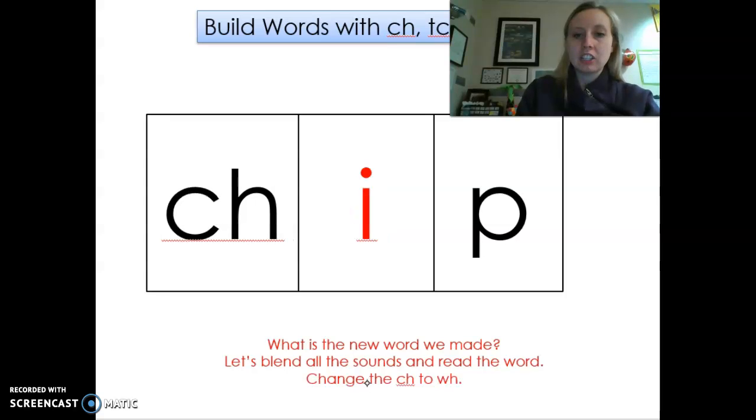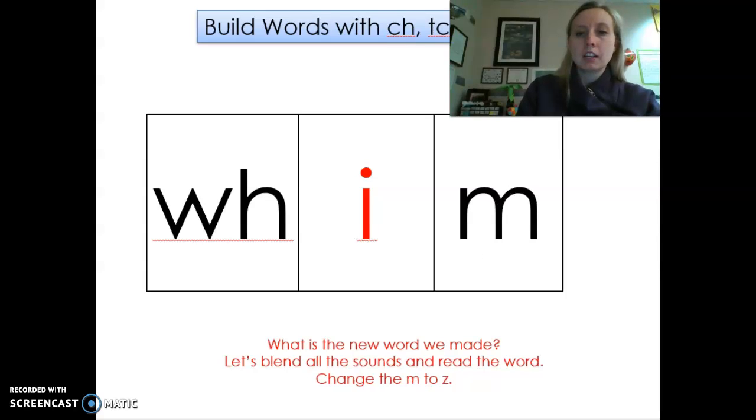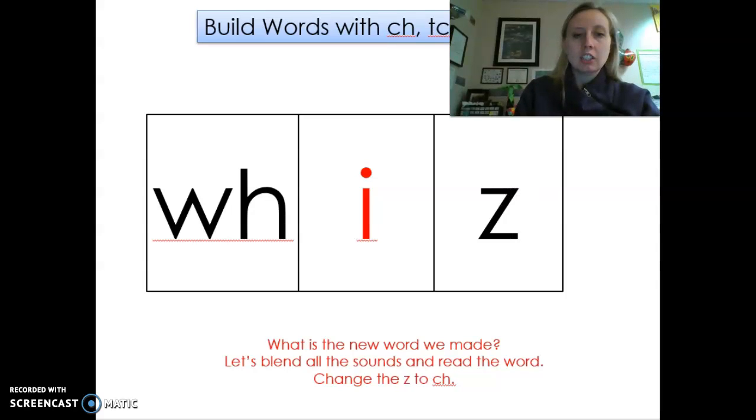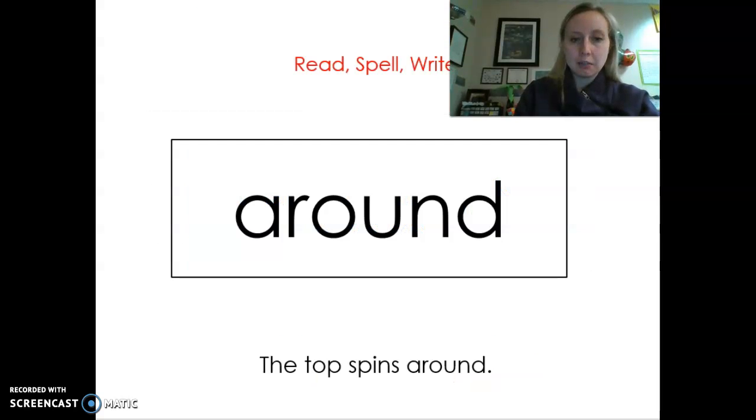Change the o to i. Chip. Change the ch to wh. Whip. Change the p to m. Whim. Change the m to z. Whiz. Okay, and last, change the z to ch. Which.